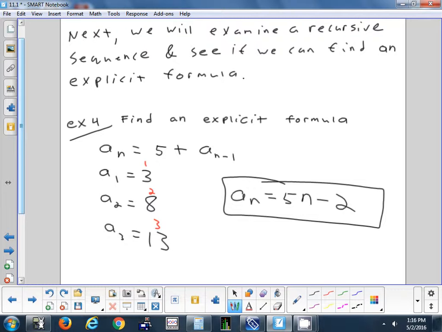Take 5 times the term you want and subtract 2. 5 times 3 is 15 minus 2 is 13. 5 times 2 is 10. Take away 2 is 8. Yep, seems to work. And we're going to do 2 things.